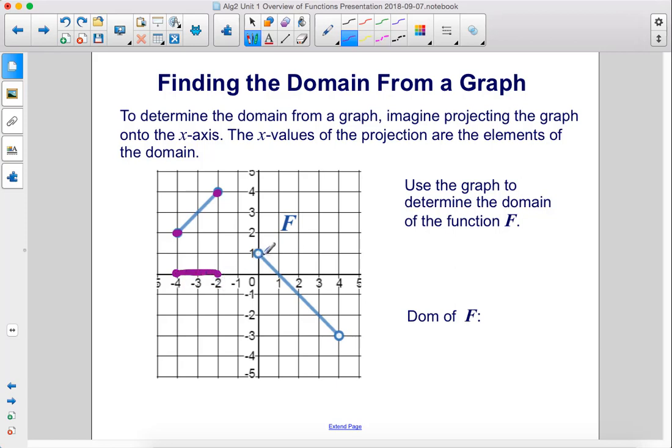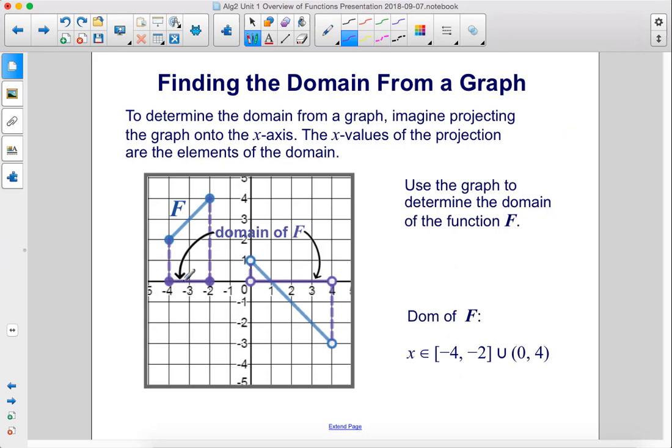Now this is an empty circle, so we'll draw an empty circle at the origin there. And then here at 4 we have another empty circle, so I'll project this up here. And so the numbers between these two circles are in the domain. So on the next slide I'll show you how to write that.